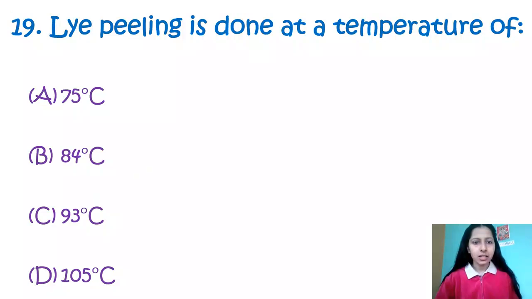Next, 19. Lye peeling is done at a temperature of option 75 degrees Celsius, 84 degrees Celsius, 93 degrees Celsius and 105 degrees Celsius. So what is lye peeling? It is a process for removing the peels of the fruits and vegetables by immersing them in the lye solutions. These lye solutions are actually hot caustic soda solutions. Then it is followed by tumbling in a wash to remove the skins and chemicals.